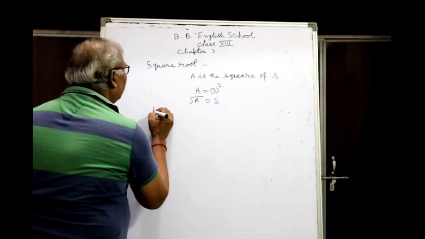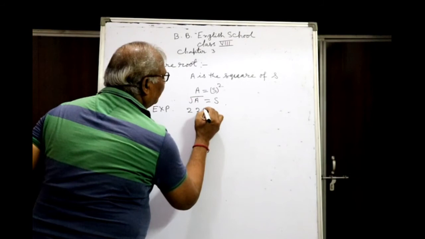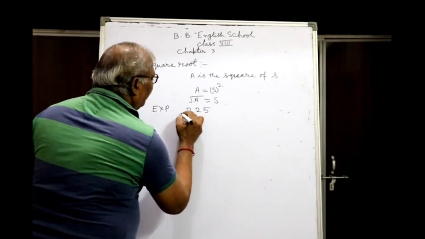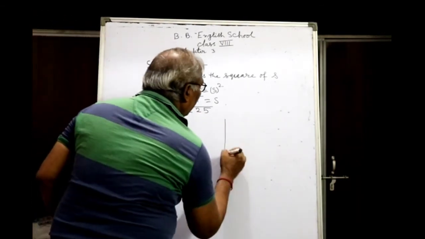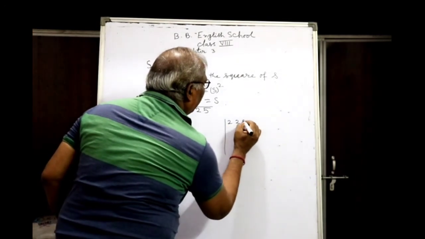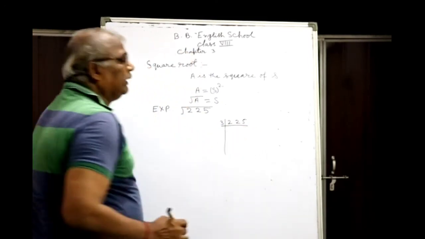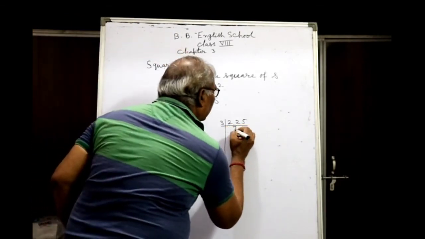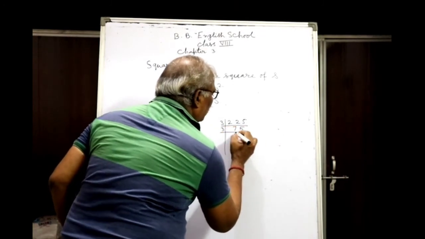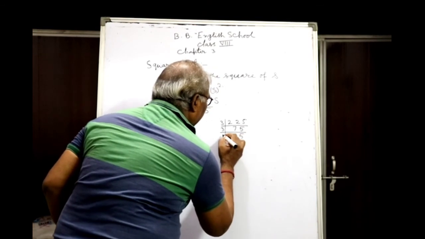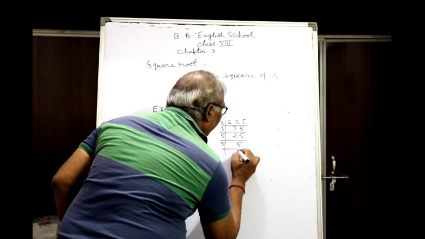For example, 225. We have to find out the square root of 225. We will find all factors of 225. First, we will divide this by 3. 3 sevens are 21, 3 fives are 15. Again divide by 3, 3 twos are 6, 3 fives are 15. Now 5 fives are 25, 5 ones are 5.